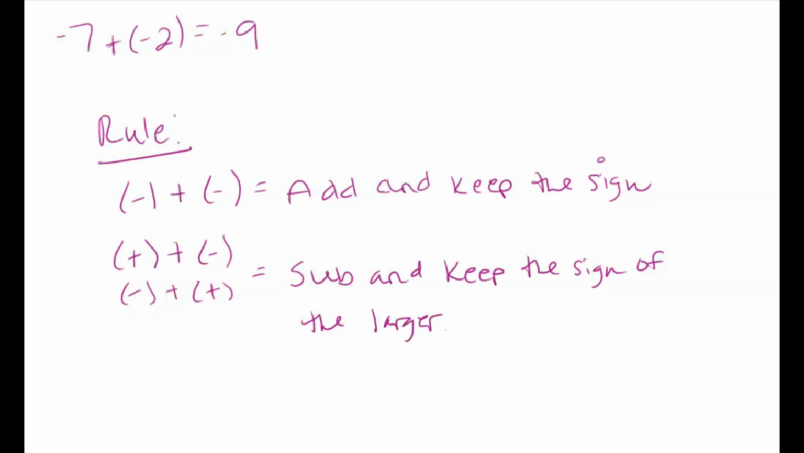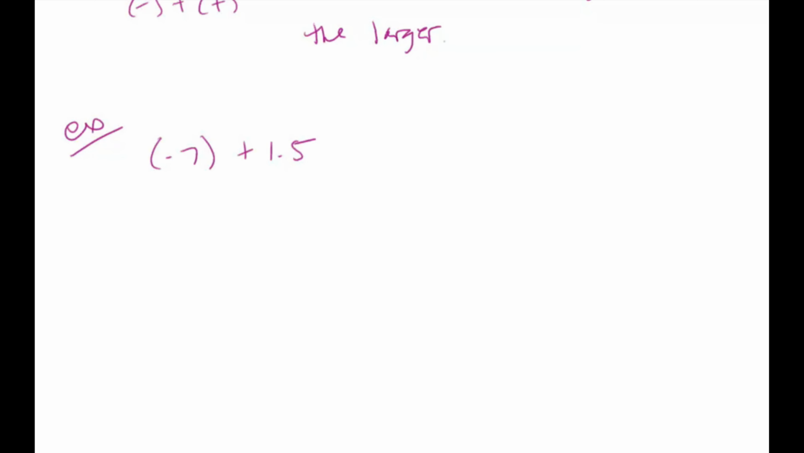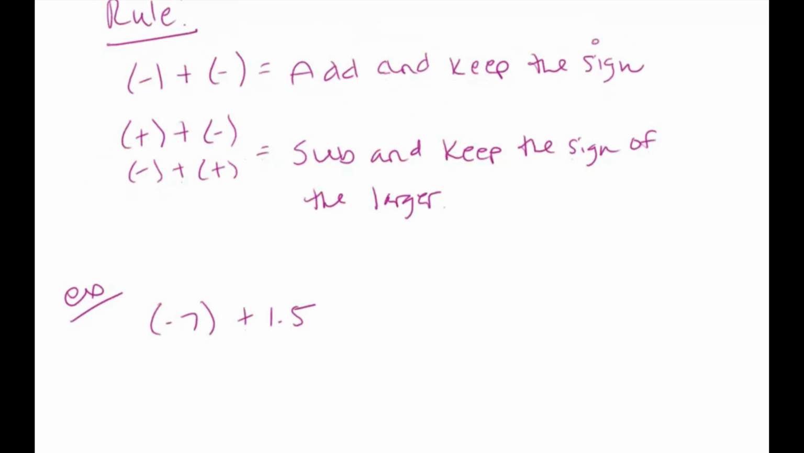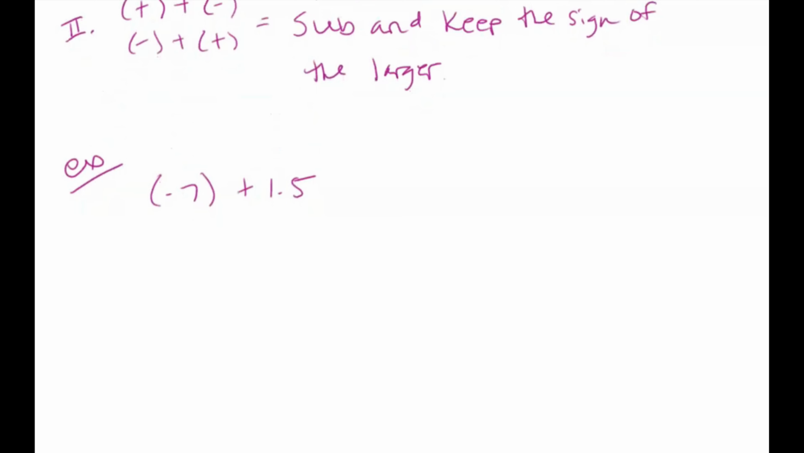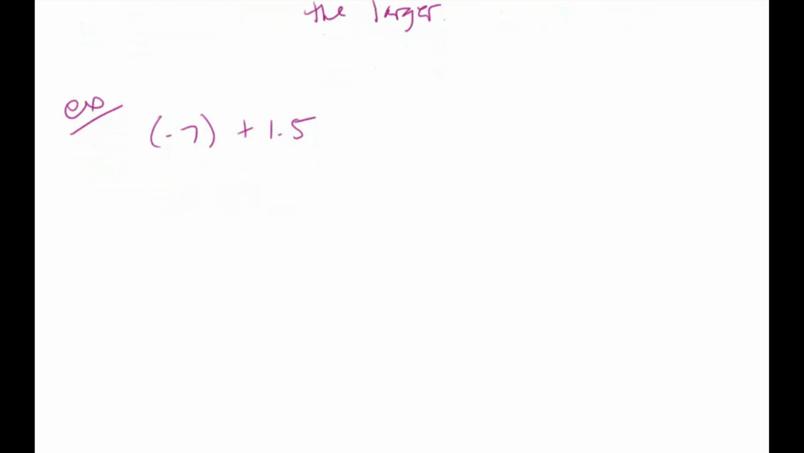What if we have something like negative 7 plus 1.5? All right, this one's not so bad. You could probably figure it out with the number line, but I want to practice our rule. So we're going to look at this second rule here. Maybe I'll even number them. Like this is rule number 1, and this is rule number 2. So this is a case of rule number 2. And rule number 2 says subtract and then keep the sign of the larger number.